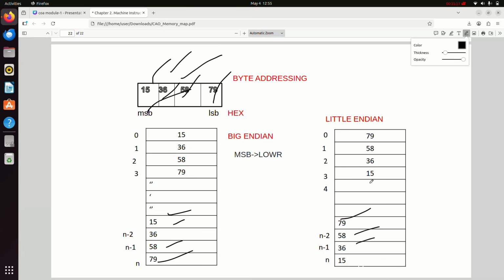So this is about the memory map. Thank you.